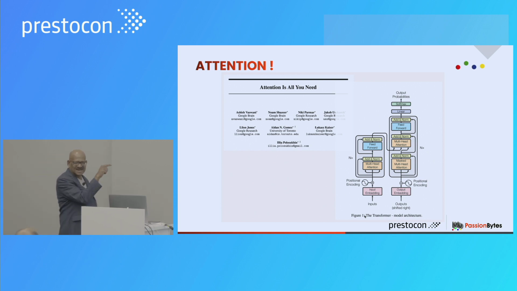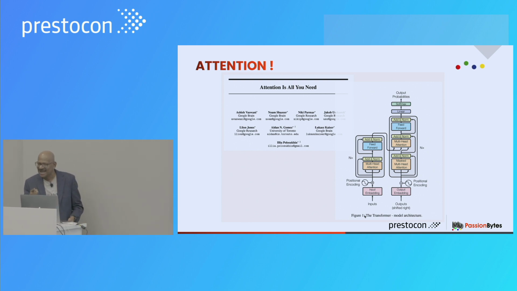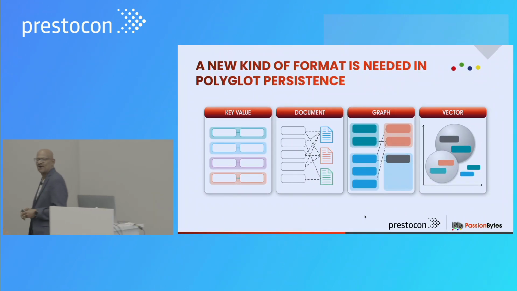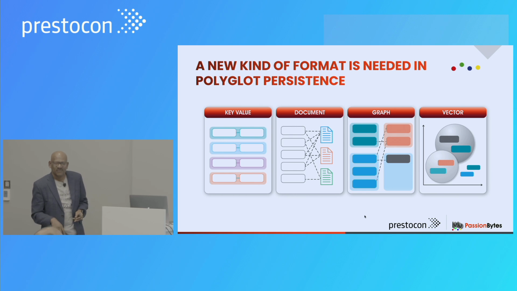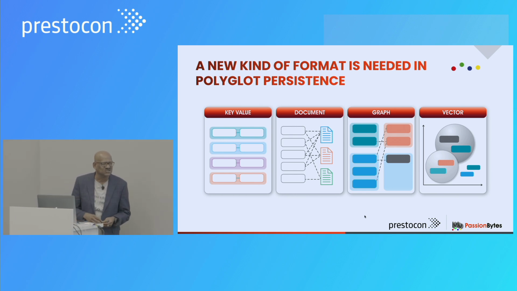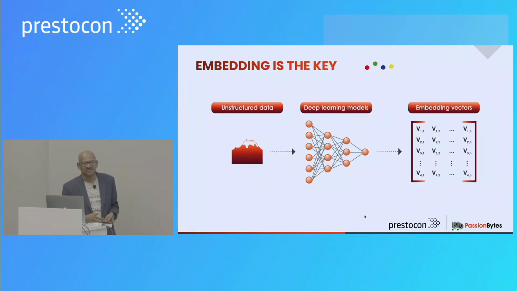Well, it now needs a new kind of format. Again, the problem is we need one more format now. And that's where that polyglot persistence layer is becoming very relevant. So what can we do? We will go into another kind of representation of data, which allows you to have massive search, contextual searches on the data set. And that's where vector databases come in.